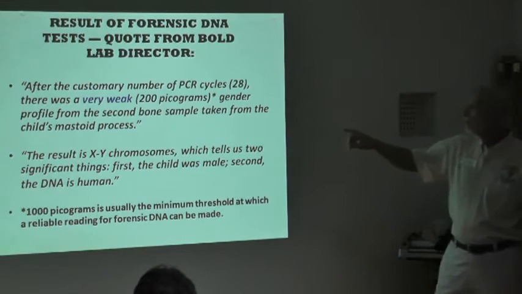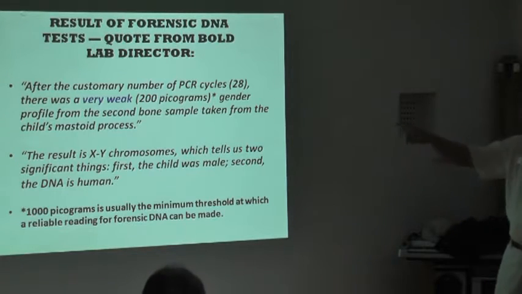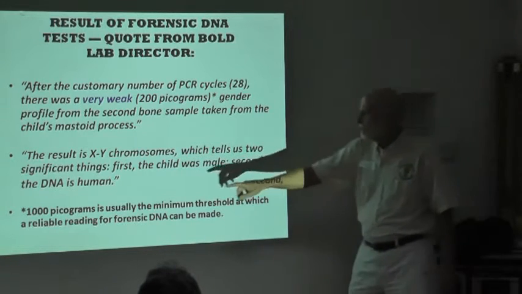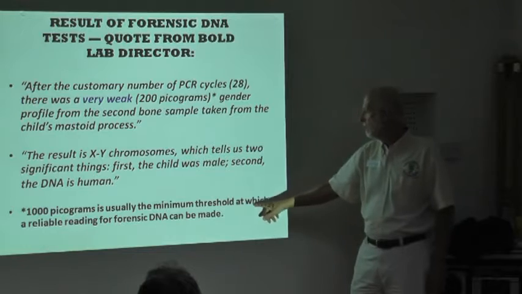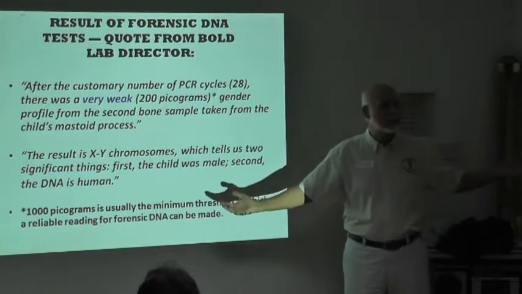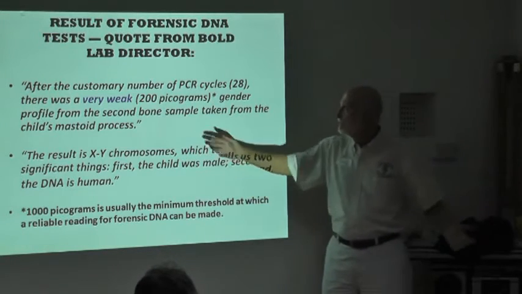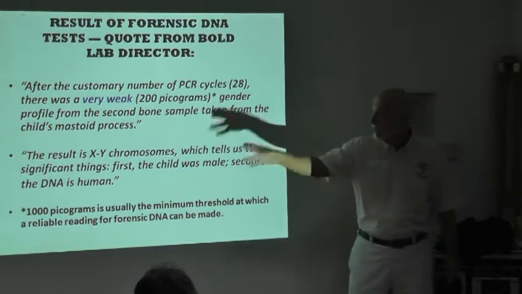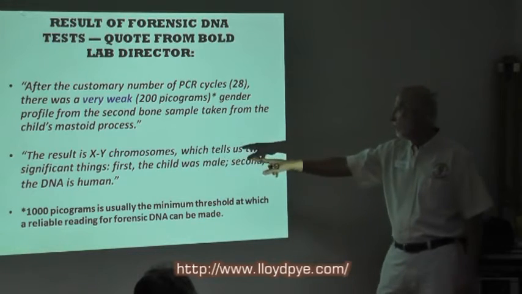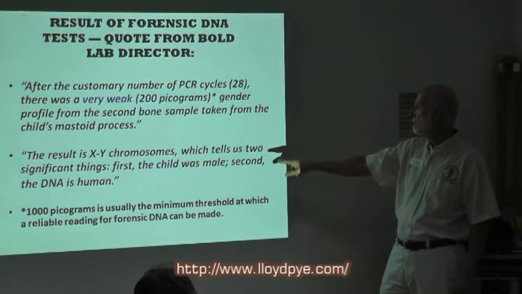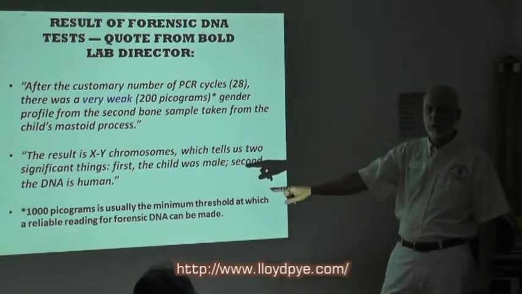He said, after the customary number of PCR cycles, 28, there was a very weak 200 picograms gender profile from the second bone sample taken from the child's mastoid process. Normally 1,000 picograms was the usual minimum threshold at which you could tell anything about what you had. The guy says, we only got 200 picograms, but we know that it's a result as an XY chromosome, which tells us 2 things: the child was male and it was human, right?